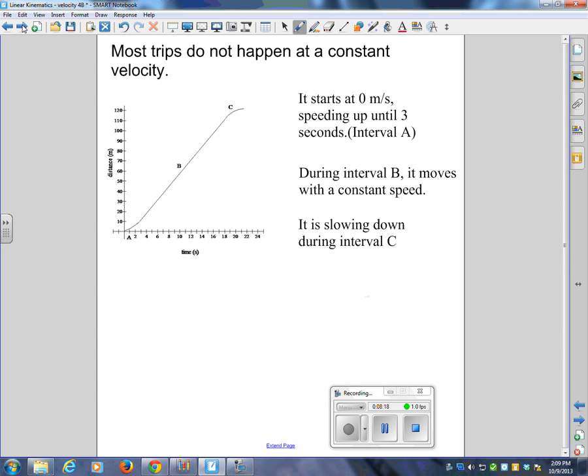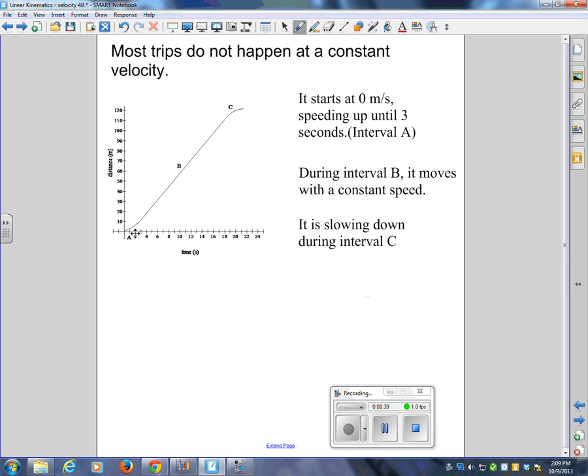Now, regrettably, most trips do not happen at a constant velocity. You have to speed up. You have to slow down. You might have to pass slowpoke drivers like myself. Trips are not straight lines. So, for example, here, you can see it sort of does what right here at the start? Just getting out of the city. Yeah, it sort of curls up, right?